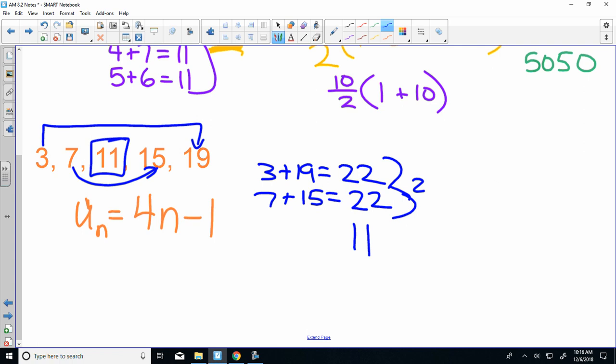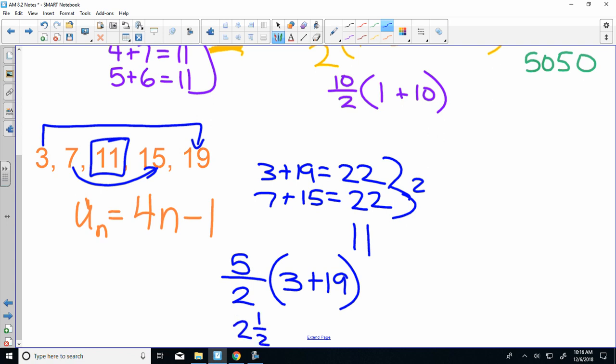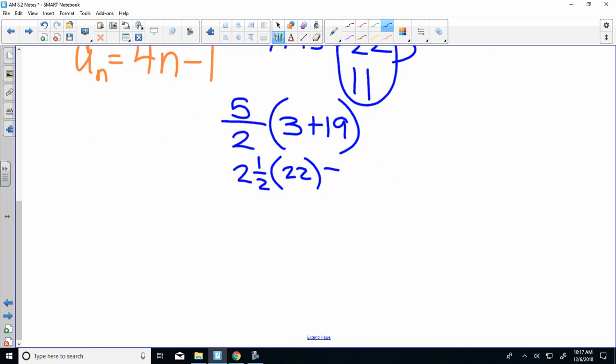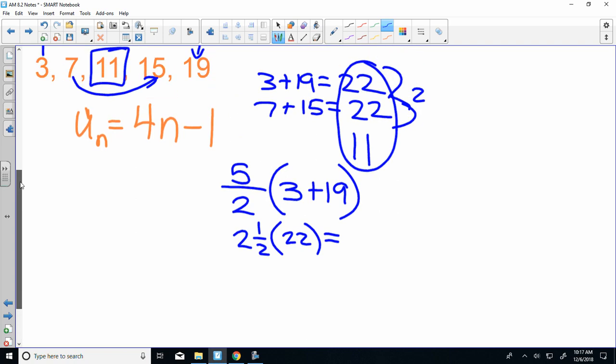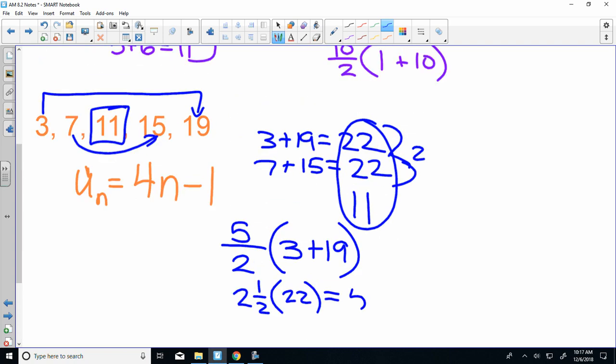So then let's see, if you use that formula that we have, 5, because there's 5 terms, 5 over 2, and then you take the first term and the last term. Well, 5 divided by 2 is 2.5. And don't we have 2.5 22s here? Yeah, we do. So 2.5 times 22. And that is also 55.